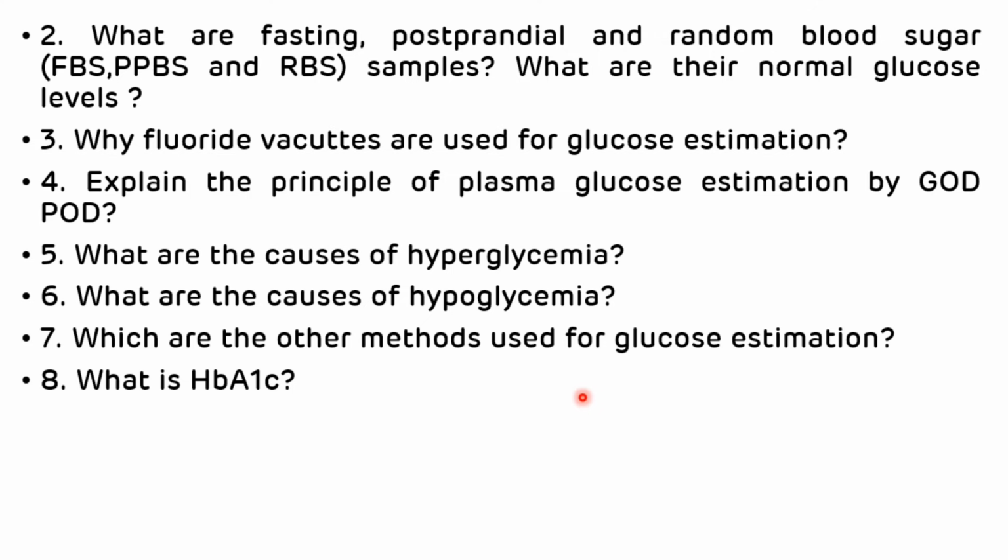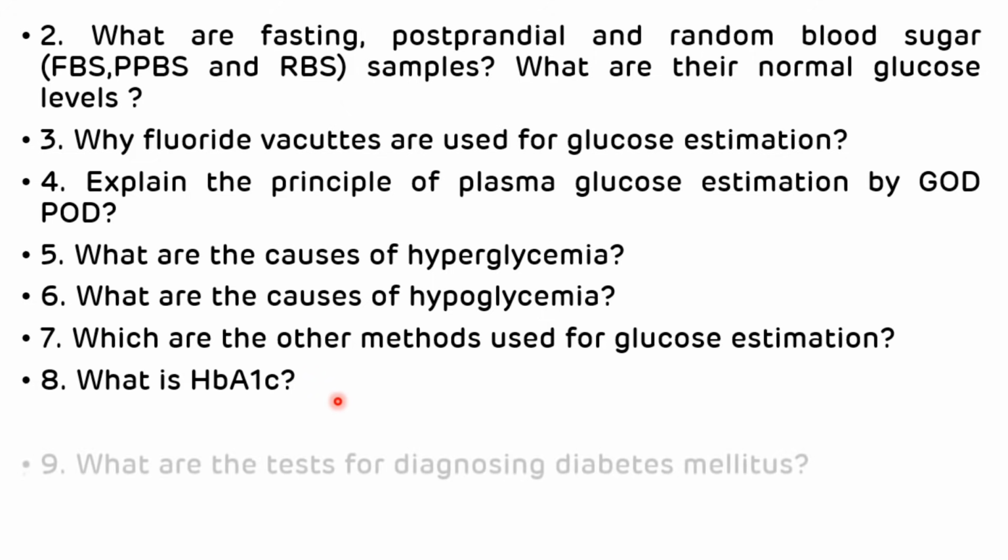What is HbA1c? HbA1c is the glycated hemoglobin which is formed by a non-enzymatic reaction. The glucose unit attaches to the globin chain of the hemoglobin non-enzymatically, and we can get the average glucose value for 120 days. So that is the glycated hemoglobin, and this glycated hemoglobin is the advanced test available for the diagnosis as well as for the monitoring of diabetes mellitus.